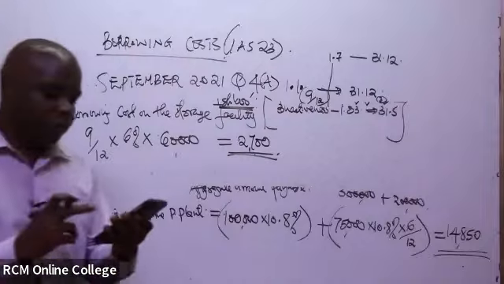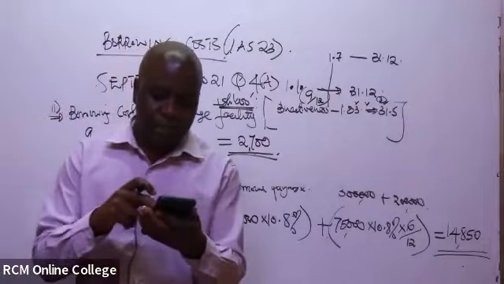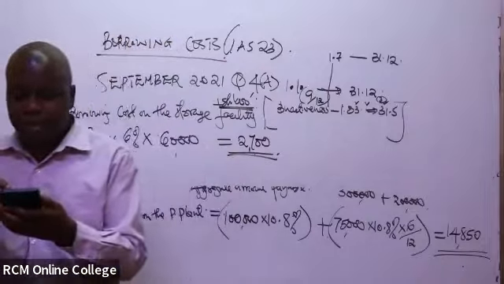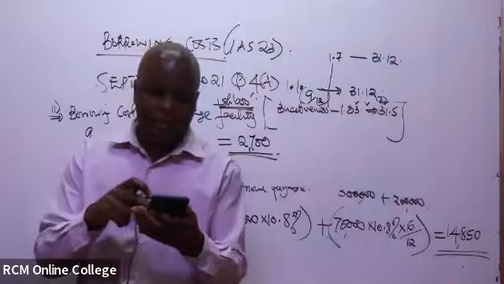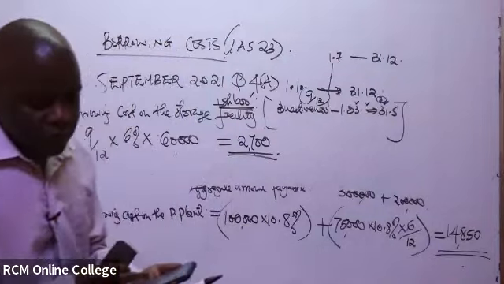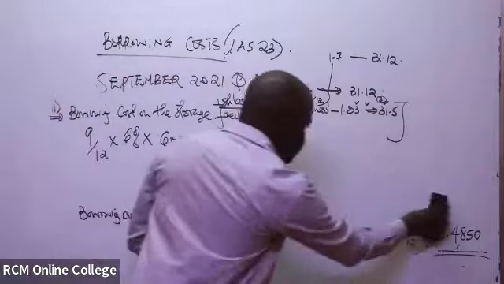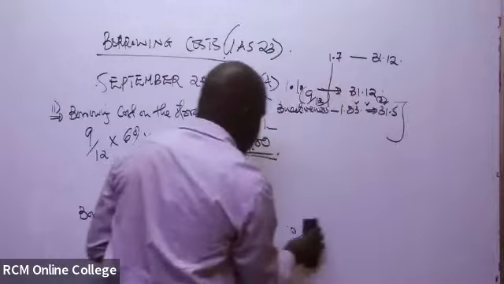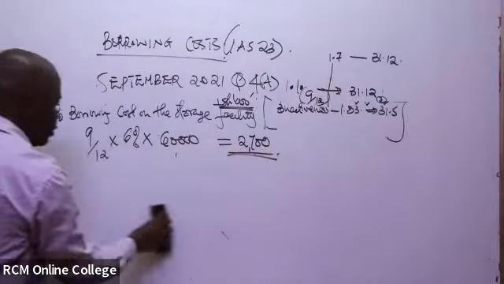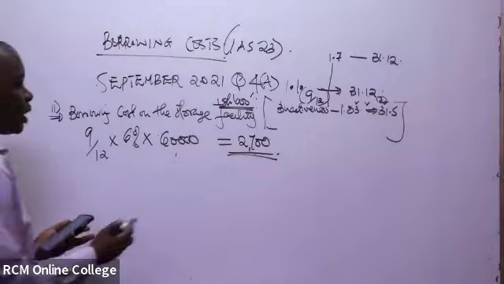So the second part of the question is the value of the assets in the books of Darubini Limited as of 31st December 2021. So the value of the assets by the end of the year. There were two assets here.